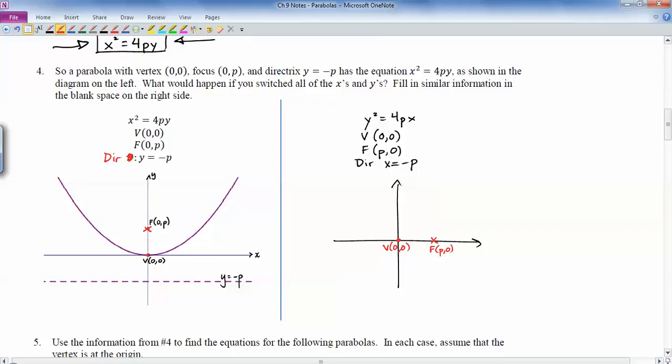And then, let's see, the directrix is x equals negative p, so that would be a vertical line instead of a horizontal line back here somewhere. x equals negative p, where this distance and this distance are the same. They're both p. Okay, and then we know that it's got to open up towards the focus, so our parabola looks something like this now instead. So it turns out it's got a sideways parabola when you've got y squared equals 4px, and you've got a normal looking parabola when it's x squared equals 4py.